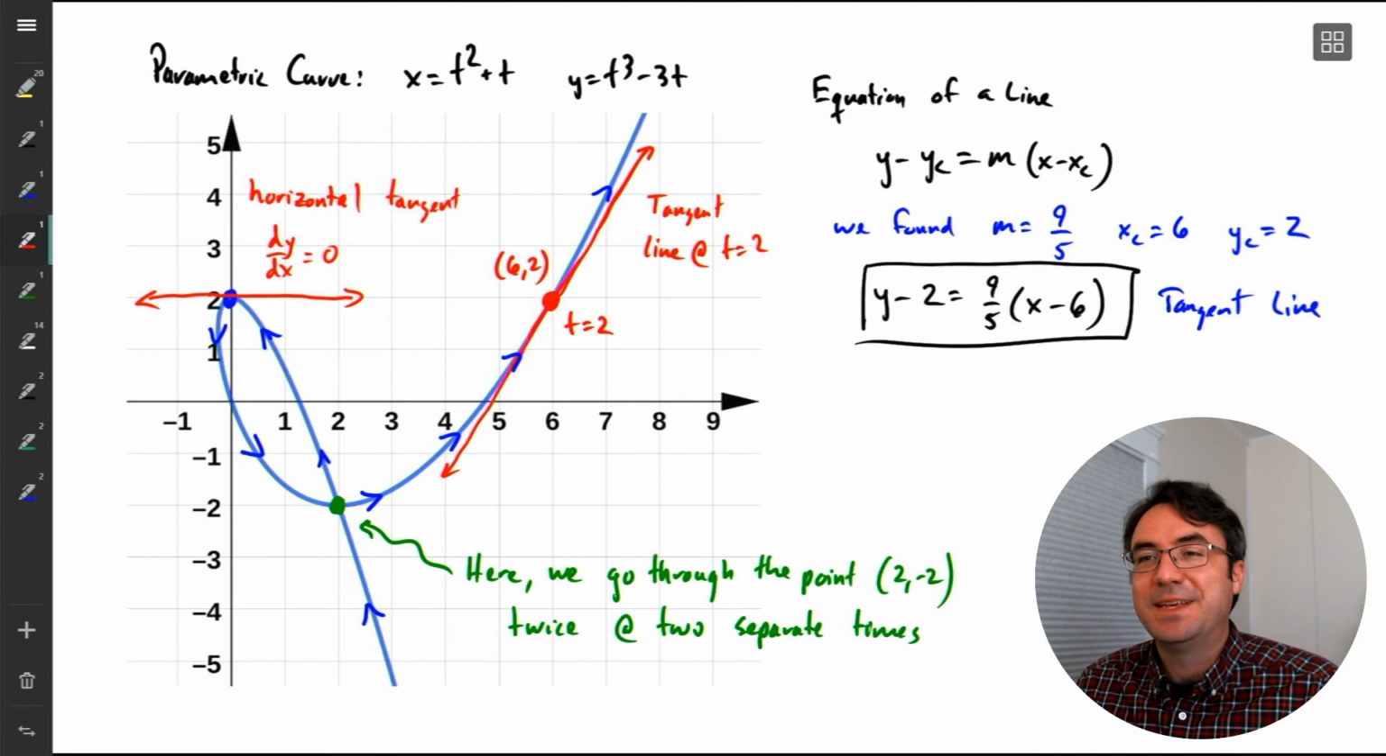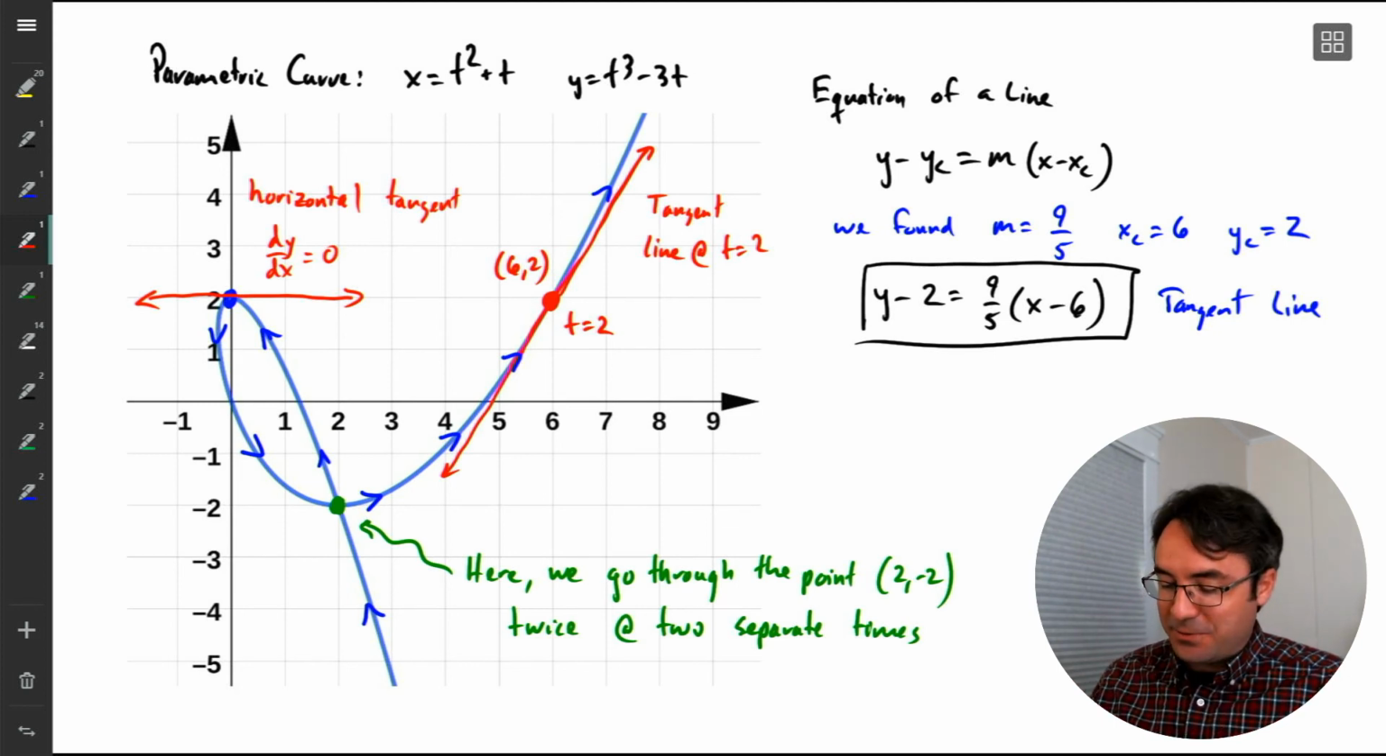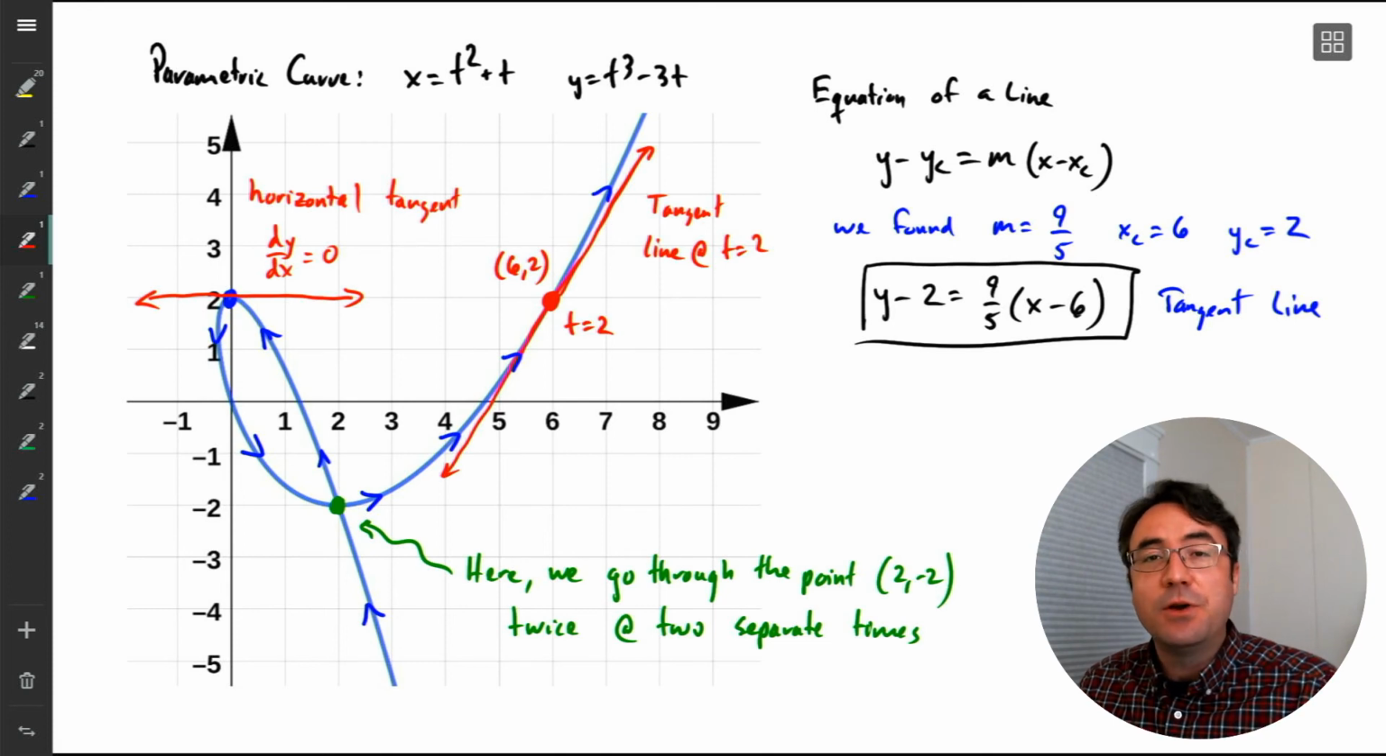All right. So with these parametric curves, we get this really interesting behavior here that we normally wouldn't get with just a regular y equal to f of x type curve.